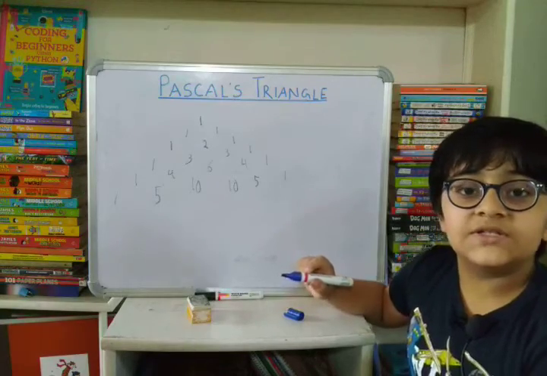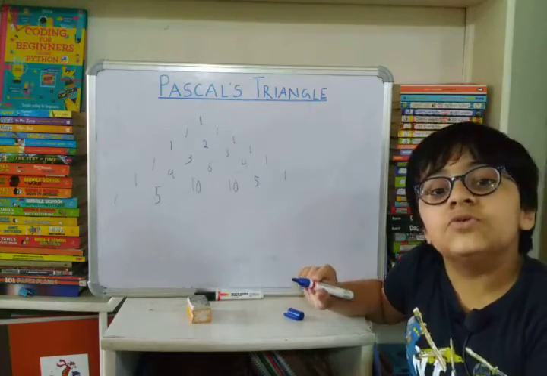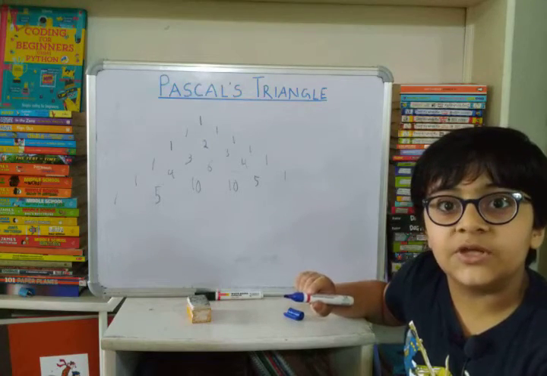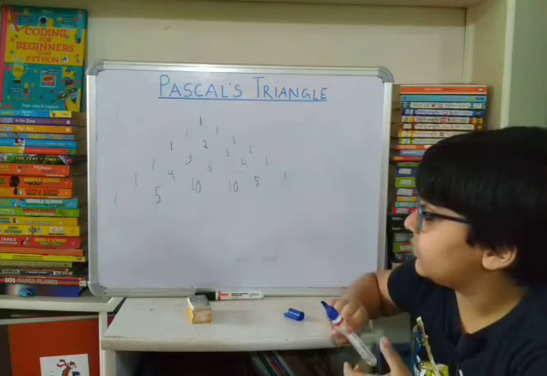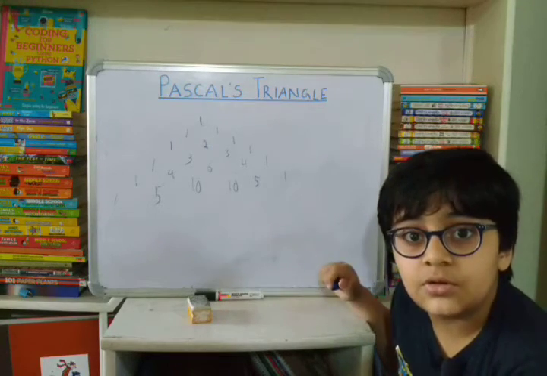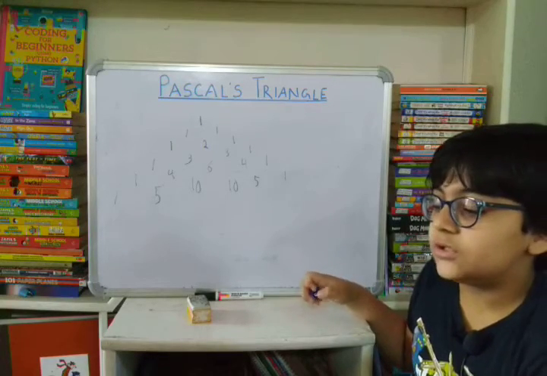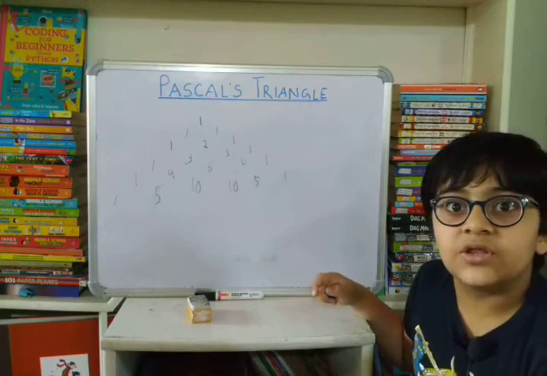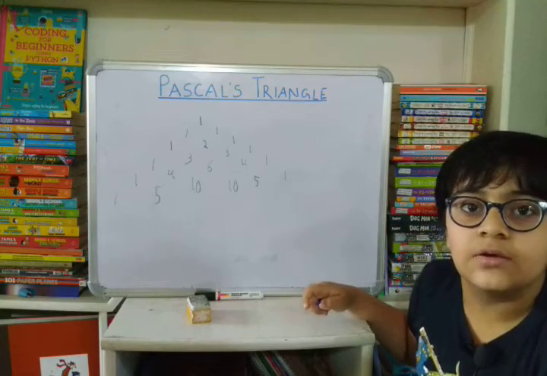Now, what is the use of Pascal's triangle? It is used to figure out combinations. What are combinations in the sense? Like suppose there are 4 items in the box, and you can pick two out of them at a time. How many combinations are there?